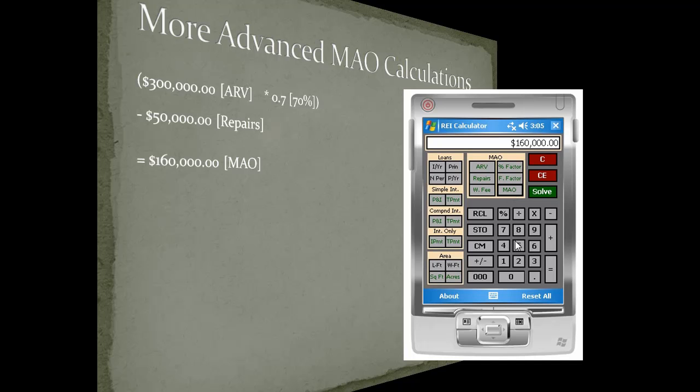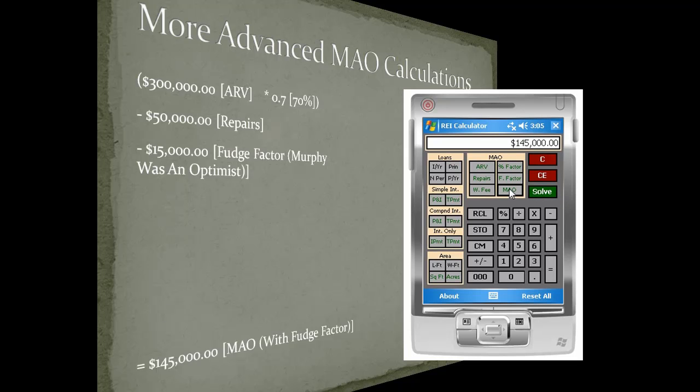So if we take 5% of the ARV factor, we're going to take 5%, and we're going to multiply that by the after repair value, and we get $15,000. We're going to plug that in here to the fudge factor, and let's see what happens to MAO at that point. And we've dropped from $160,000 down to $145,000.